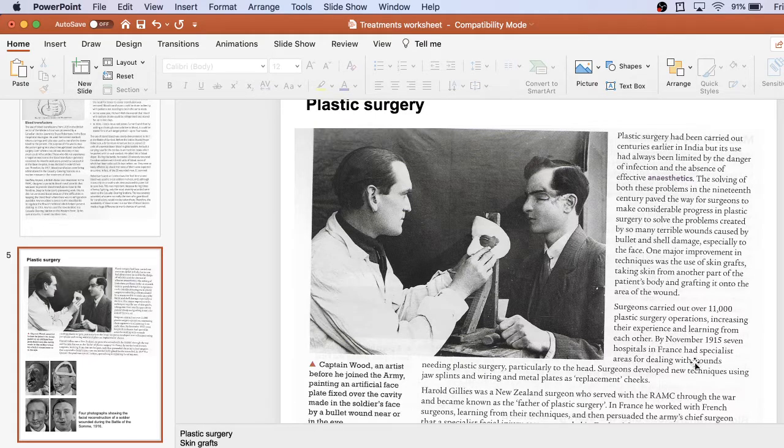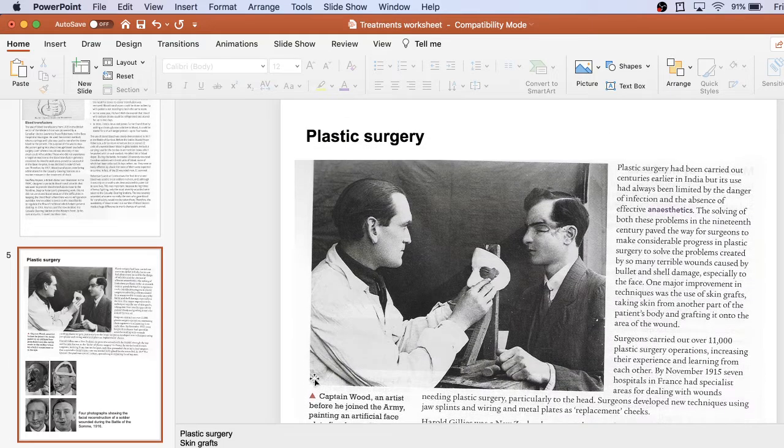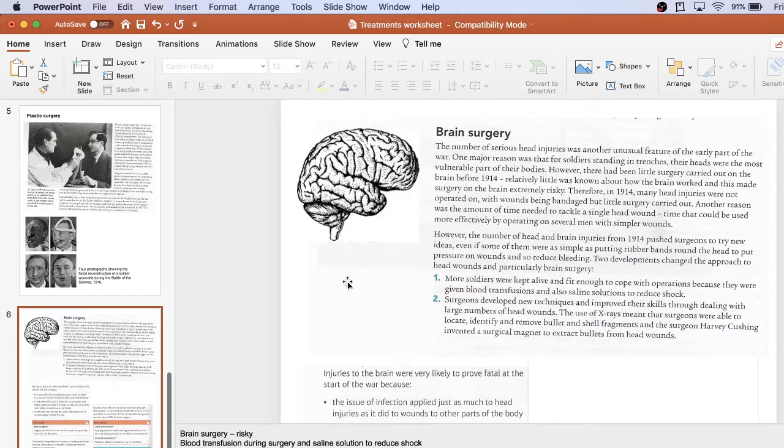We see all these developments, and we have here, well, not particularly there, but Harold Gillies, who was a New Zealand surgeon who's kind of known as the father of plastic surgery. So if you were to hear his name in a source, you would know automatically, okay, plastic surgery. And then lastly, our last treatment is brain surgery. And again, it's something that you're going to be looking at when you look at your sources today.